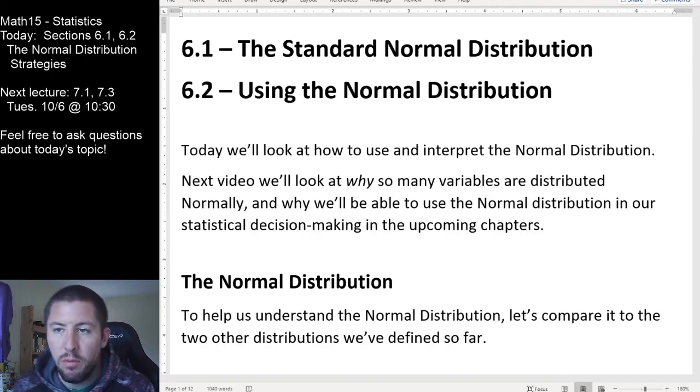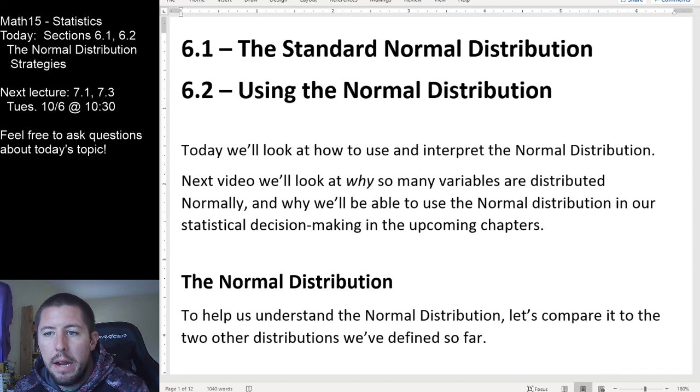We are here at the beginning of week 7. We're going to introduce the normal distribution today. We're going to look at our first couple sections in chapter 6 here. This is going to be super important for us for the rest of the semester. We're going to be pretty dependent on the normal distribution to help us compute all probabilities of interest.